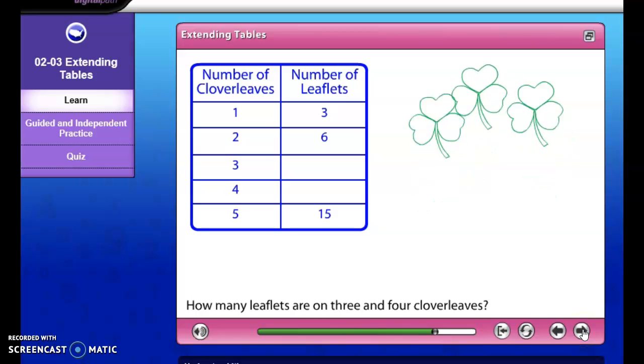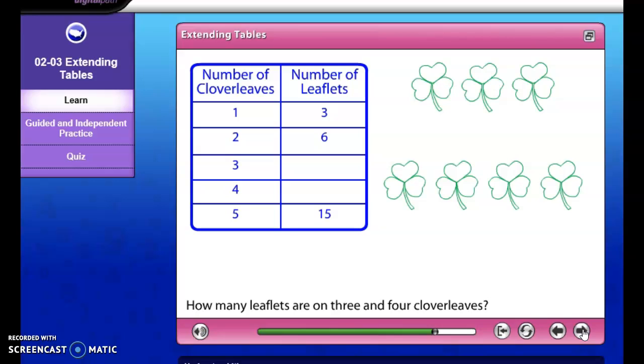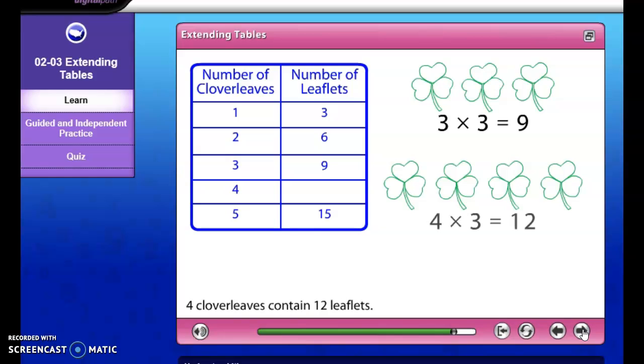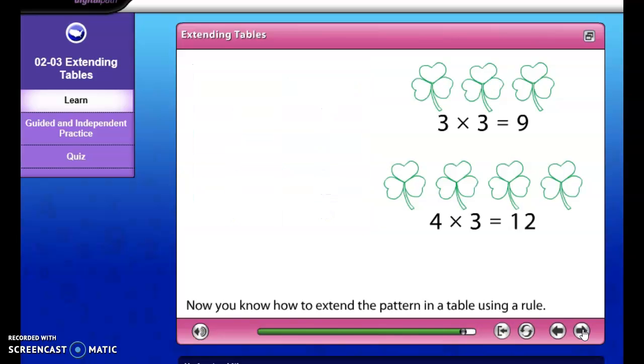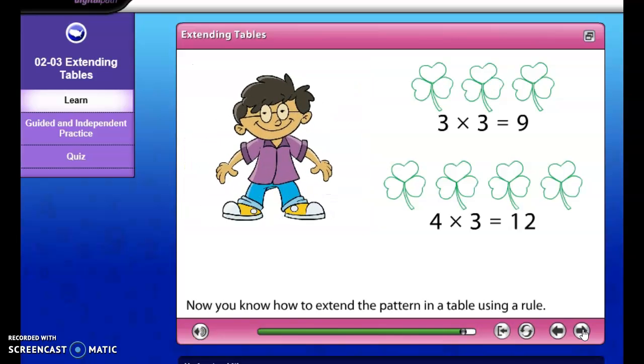How many leaflets are on 3 and 4 clover leaves? Three clover leaves contain 9 leaflets. 4 clover leaves contain 12 leaflets. Now you know how to extend the pattern in a table using a rule. This rule being counting by 3s.